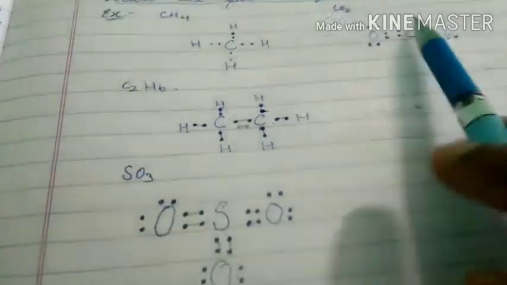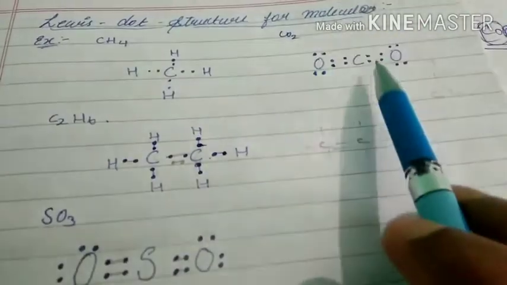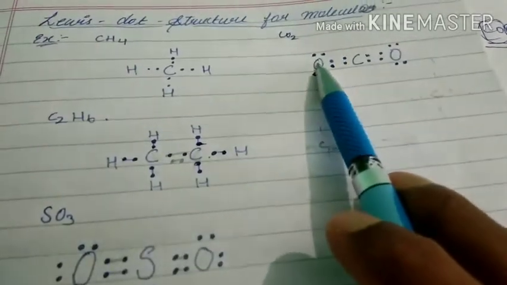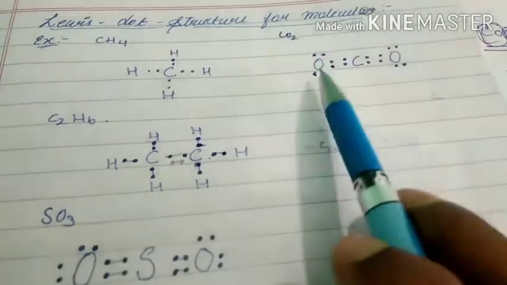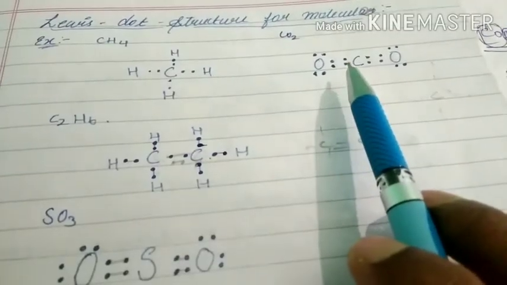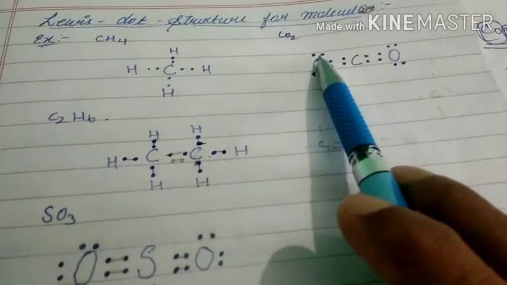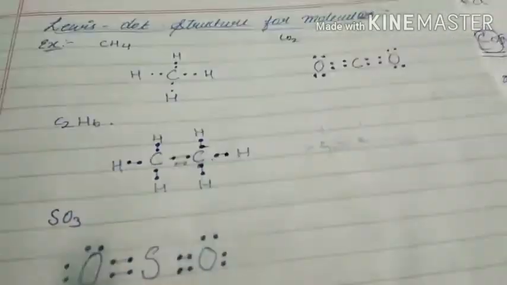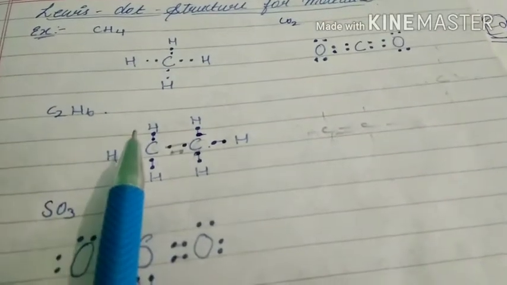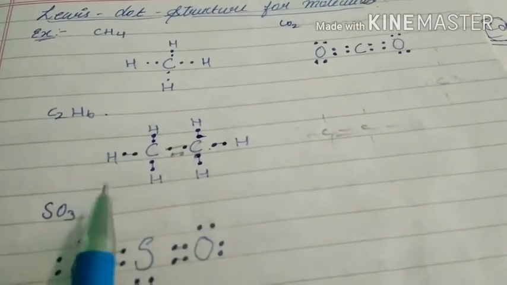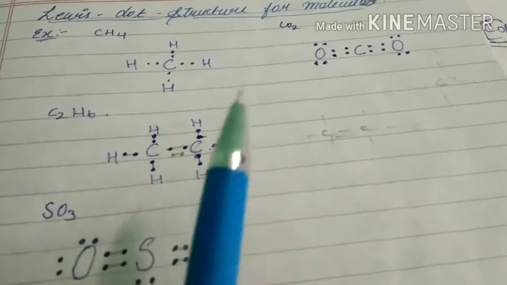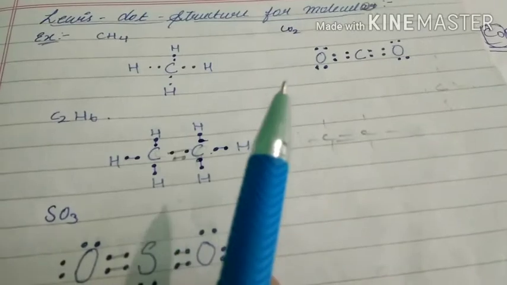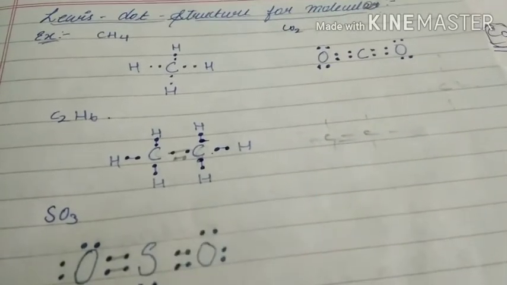Then this will be the Lewis dot structure for CH4. Similarly, CO2. Here also the central atom is carbon, which contains 4 electrons. How many oxygen atoms? 2 oxygen atoms, each having 6 valence electrons. Like that, you can draw the Lewis dot structure for any molecule. I already discussed this model in 10th class, in the carbon and its compounds chapter.